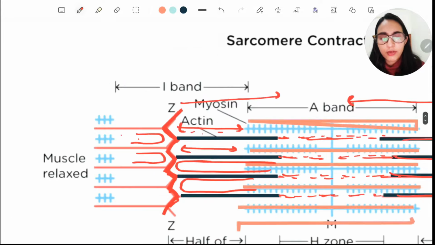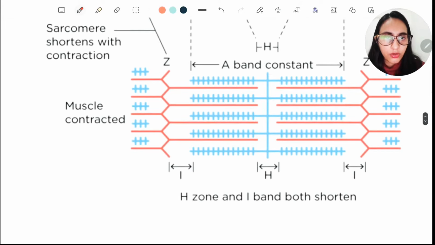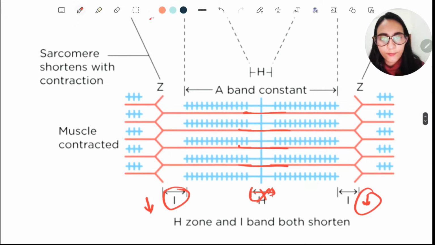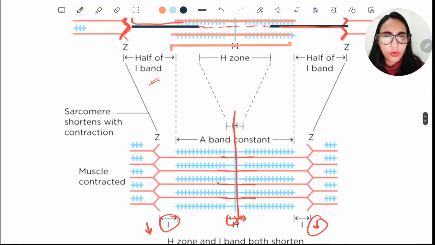So when the muscle contracts, you can see this is the contraction. The thin filaments come closer. There is disappearance of the H zone. There is no H zone. Then there is a decrease in the length of the I zone. And we also have the M line that becomes prominent. And the sarcomere also comes closer.